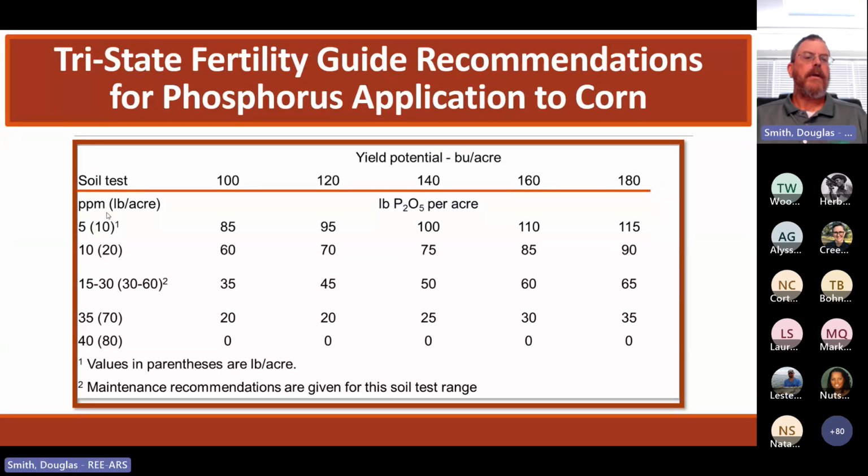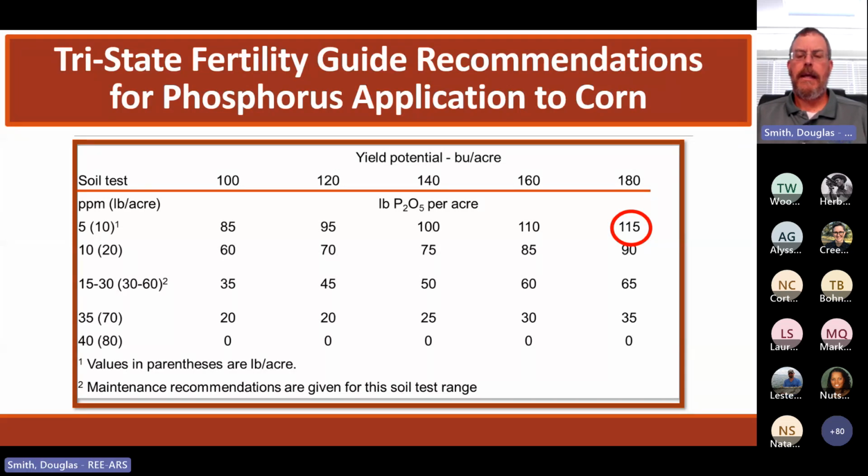On the left column here is the results you get back from the lab. So some of them report in parts per million, other labs report in pounds per acre. Here, his results were in parts per million, so 5 parts per million. His yield goal, which you look at on the top, his realistic yield goal was around 200, 220 bushels per acre. So he should be applying about 115 pounds of P2O5 per acre. In fact, he was only applying about 7 pounds of P2O5.